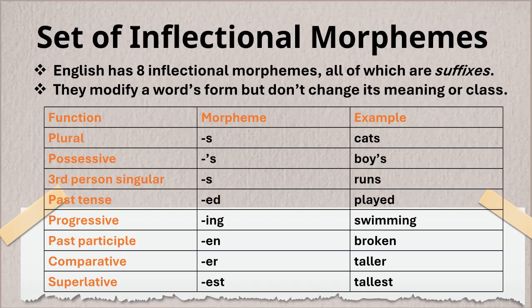The past tense is shown by ed in played, while the progressive is ing in swimming. The past participle form uses en as in broken. For adjectives, we use er for the comparative degree, like taller, and est for the superlative degree, like tallest. These 8 inflectional morphemes help shape English grammar, showing number, tense, possession, and degree, without changing the word's core meaning.